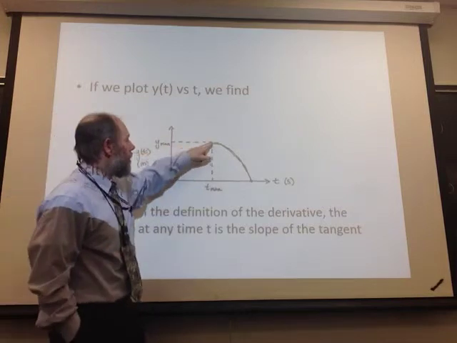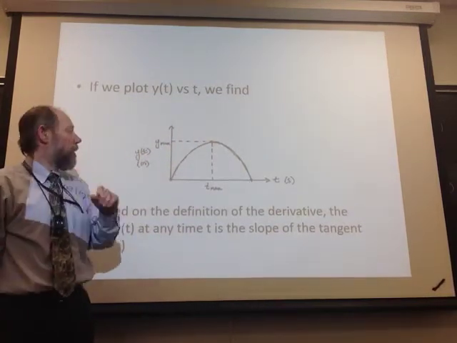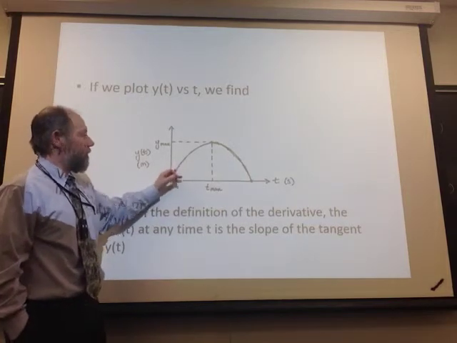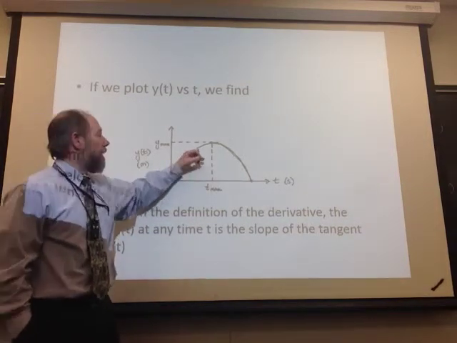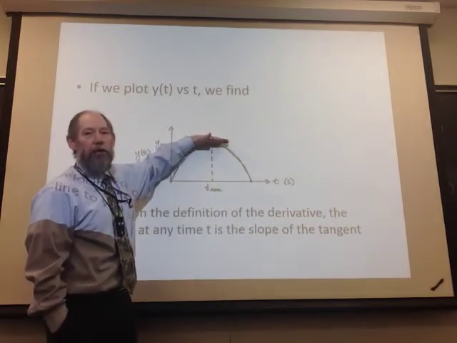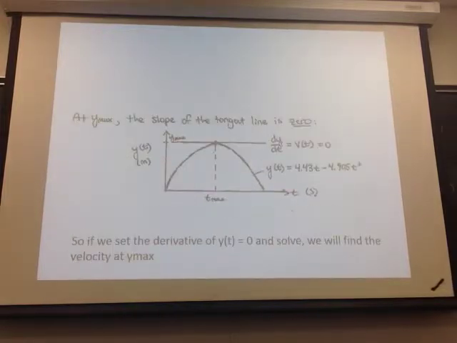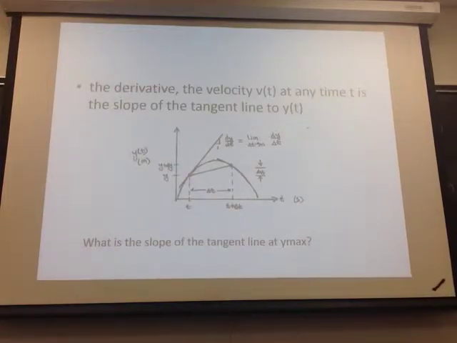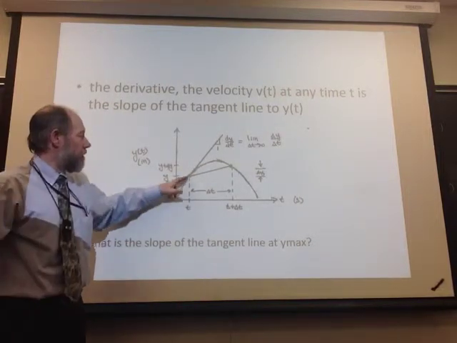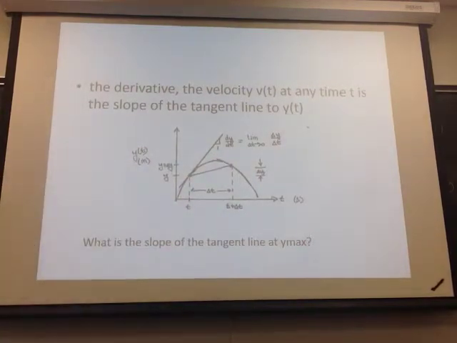Exactly. The slope of a line drawn through that curve at the maximum is zero, right? The slope over here is positive, and the slope over here is negative, and the slope right there is zero. So again, I've said this a couple times, the velocity at any time is the slope of the tangent line, and at its maximum, that tangent line has a slope of zero.